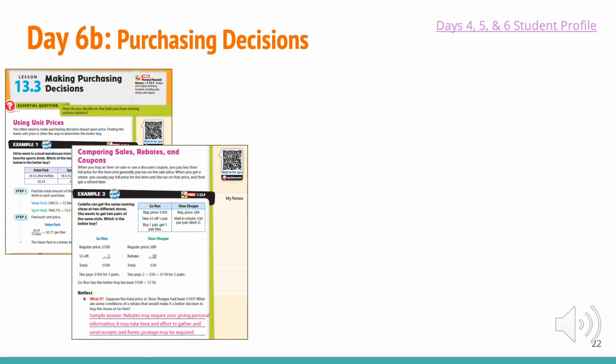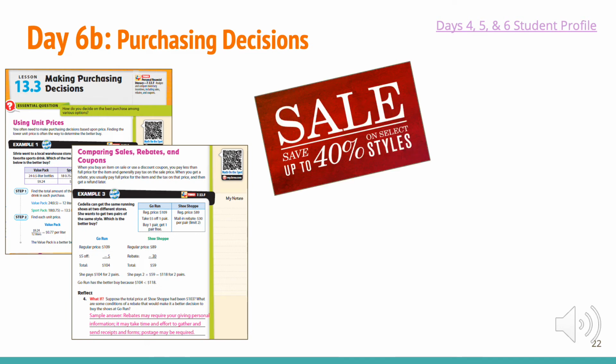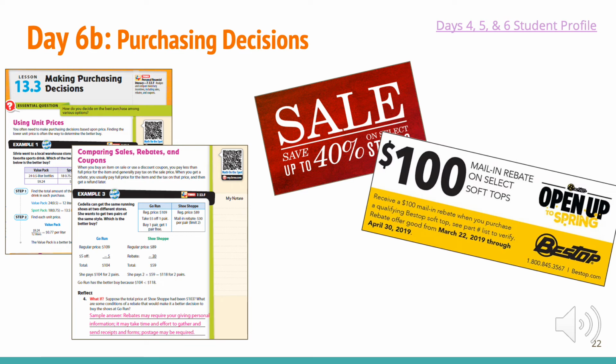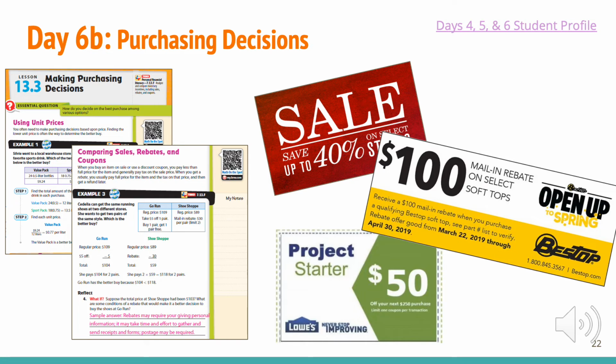This is where you'll have to introduce rebates and coupons as well, and how sales, rebates, and coupons are calculated differently. We have sales, rebates, and we have coupons. Sales can be in the form of a percent. Rebates is a certain dollar off after the purchase is made in most cases. And then a coupon is not a percentage off, but a set amount off, usually with a minimum purchase required.